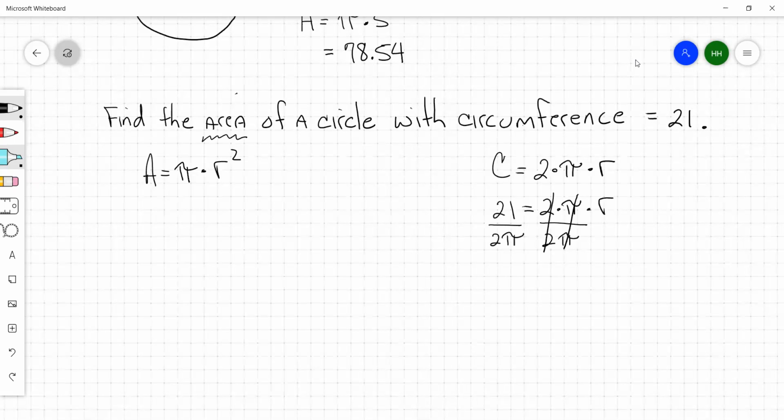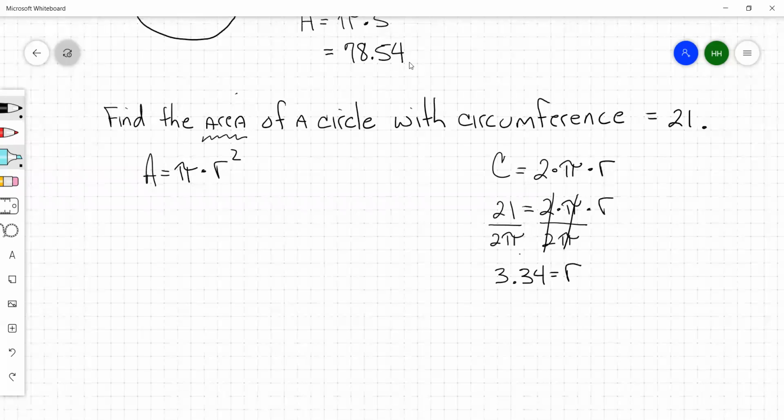Now, we said the other day too that when you type this in your calculator and you push 21 divided by, you got to push left parenthesis 2 times pi, right parenthesis, so that you're telling your calculator the correct order of operations. So 21 divided by left parenthesis 2 times pi button, right parenthesis, and hit equals. And get 3.34. So 3.34 is our radius.